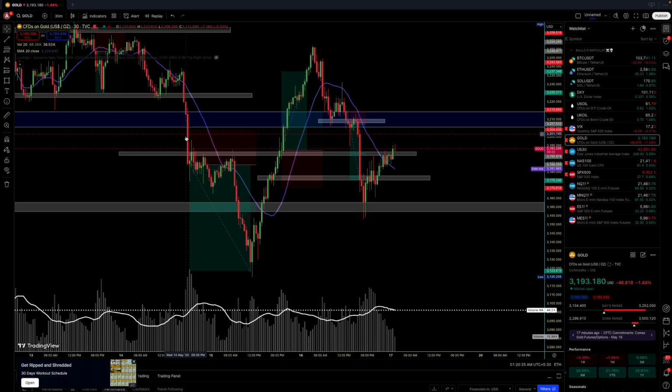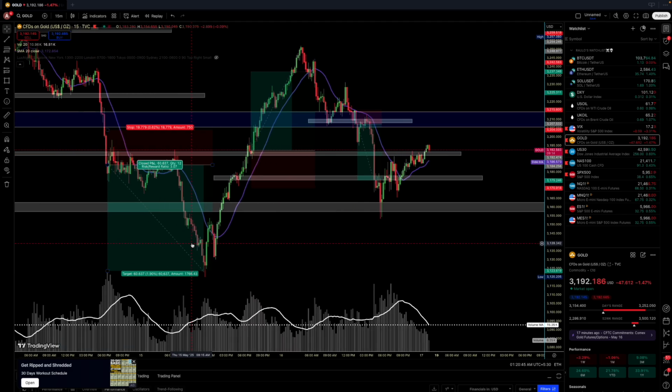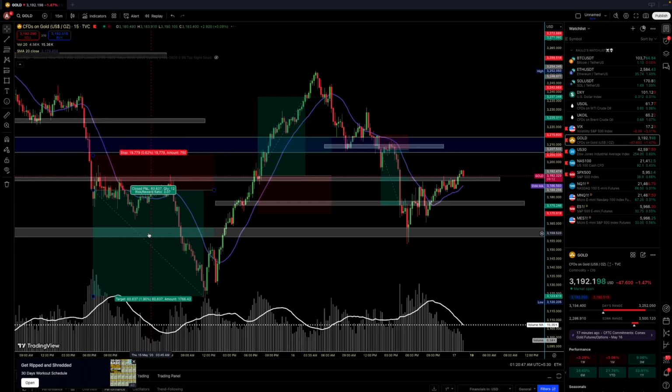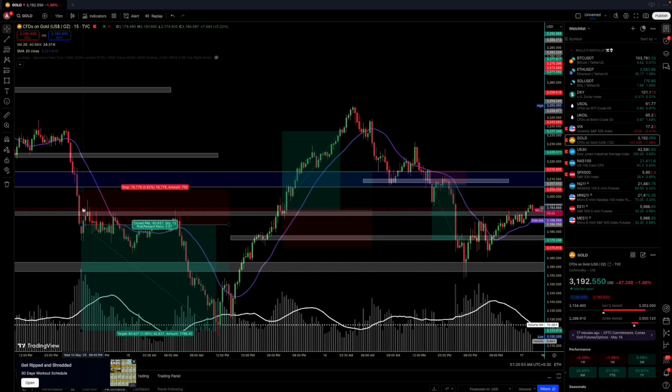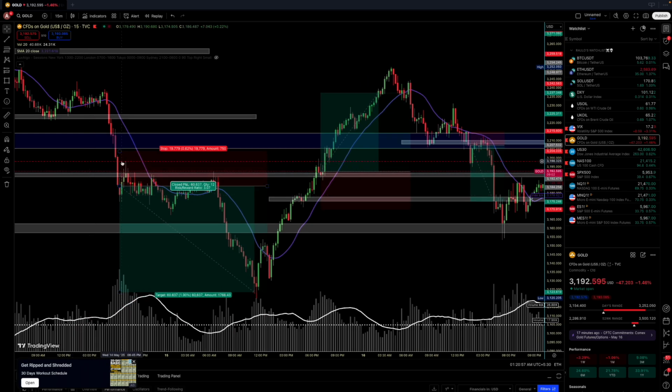Even though we were getting a huge stop loss, we still managed our risk and placed our stop loss based on the 15-minute time frame. As you can see here, we placed our stop loss above, as it was a short position, at the high of this bearish candle over here.